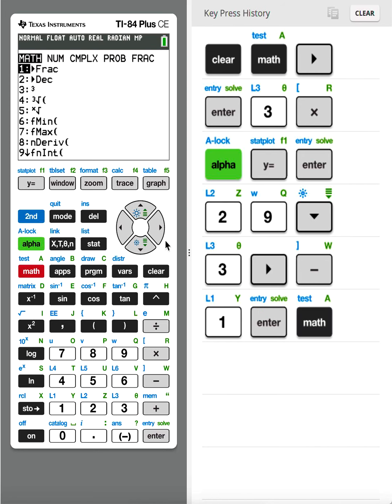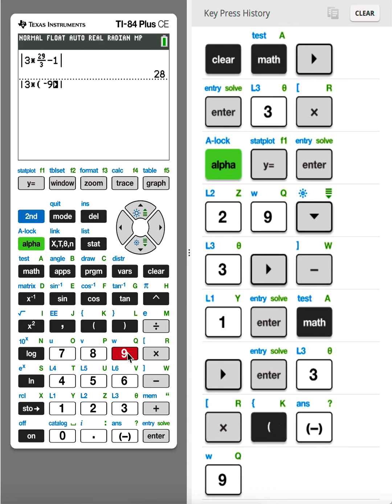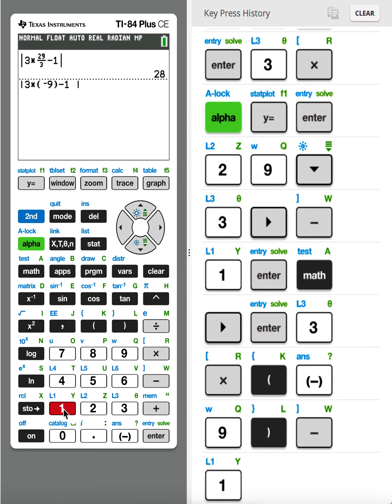You can check it like that, and you can also check the next one, our other solution. Our solution was negative 9, so 3 times negative 9, minus 1. This is where you have to close out the parenthesis if you have the older edition of the calculator. Press enter. We get 28, so they both check. So that's how you would check using your calculator.